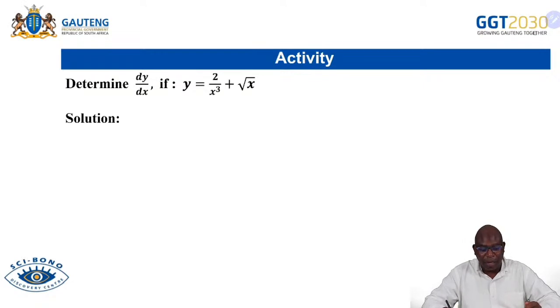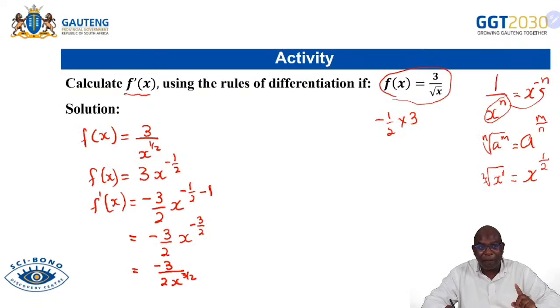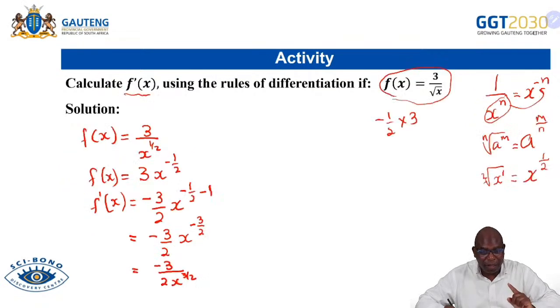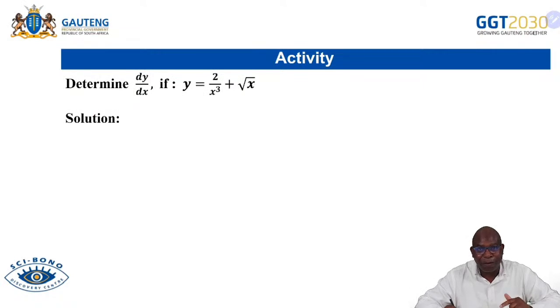Doing very well. So now, let's look at this. This we're going to do together. Look at this question now. Remember the last question was, calculate f prime x. Then the last but one question says, differentiate the following with respect to x. This one says, calculate f prime x using the rules of differentiation. This one says, determine dy over dx. Can you see how they can ask this question? So you must get used to the way they ask these questions.